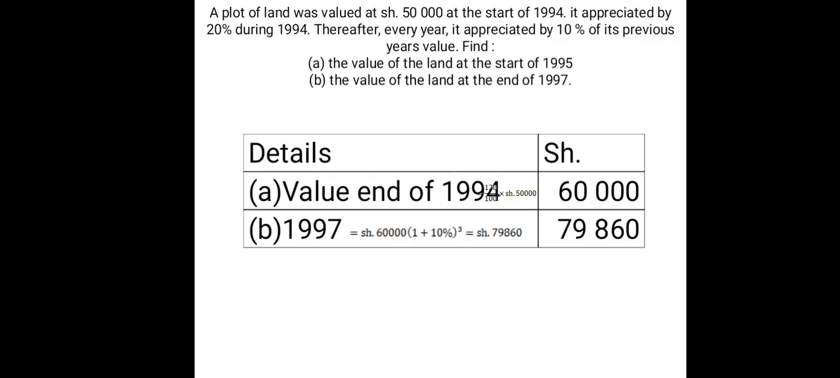A plot of land valued at 50,000 shillings at the start of 1994 appreciated by 20% during 1994. Thereafter, every year, it appreciated by 10% of its previous year's value. Find A. The value of the land at the start of 1995. B. The value of the land at the end of 1997.